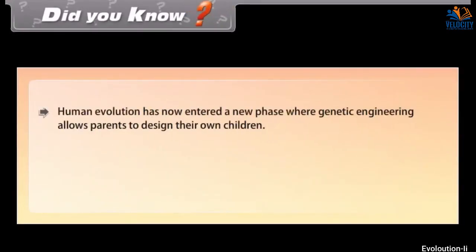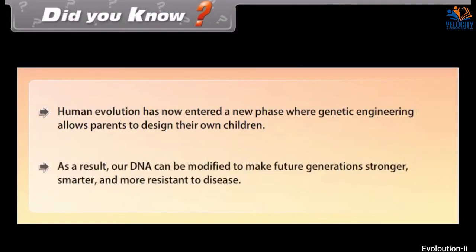Did you know? Human evolution has now entered a new phase where genetic engineering allows parents to design their own children. As a result, our DNA can be modified to make future generations stronger, smarter, and more resistant to disease.